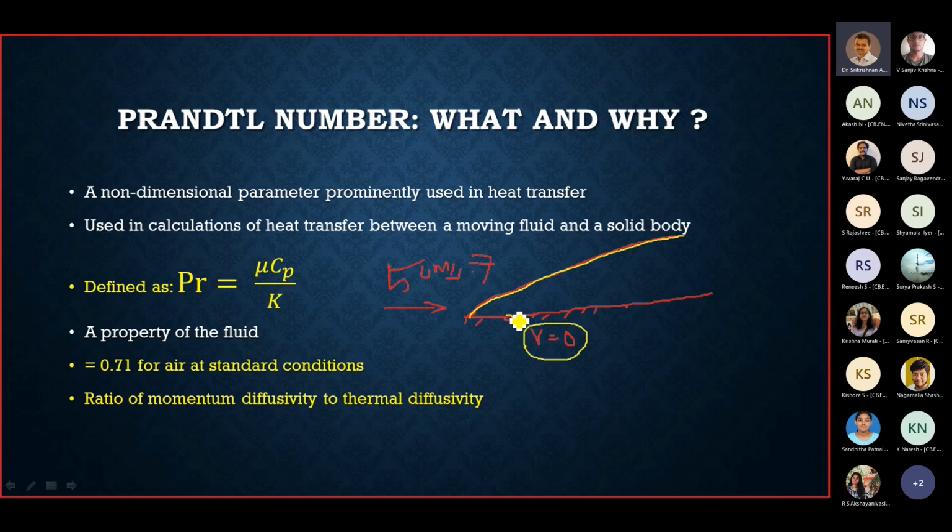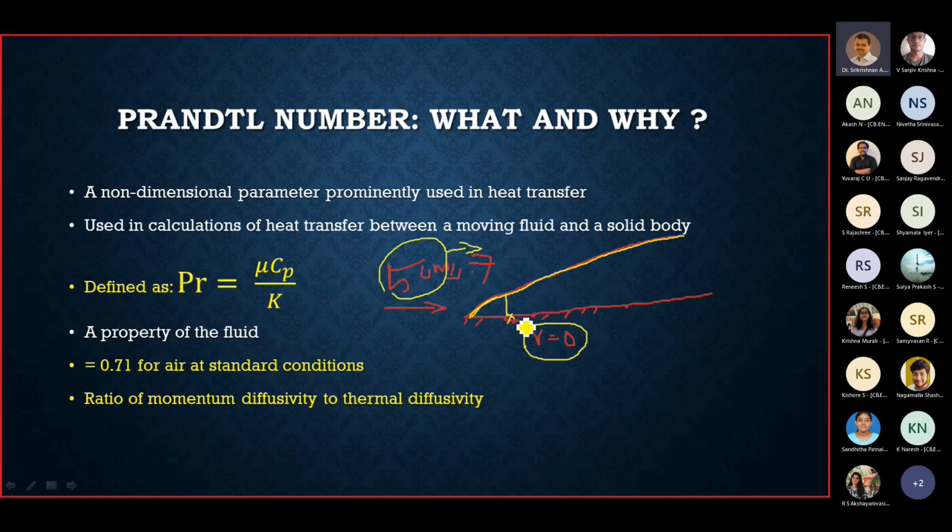But in the mainstream, you have the fluid velocity, which is 50 meters per second. So from zero at the wall to 50 meters per second at the mainstream, there is a variation. The region where most of this variation takes place is what we call the boundary layer, right? As the flow proceeds in the streamwise direction, the boundary layer keeps growing.